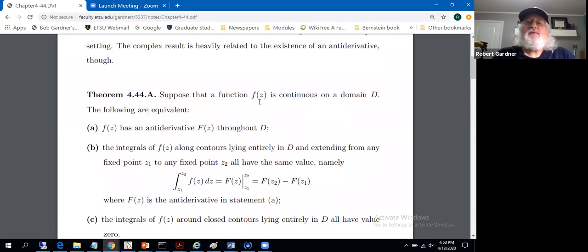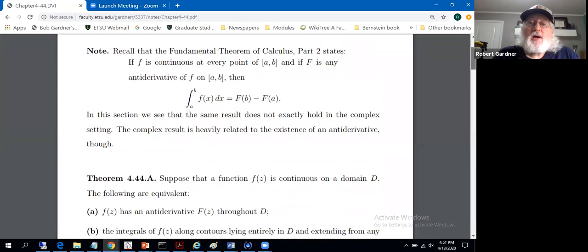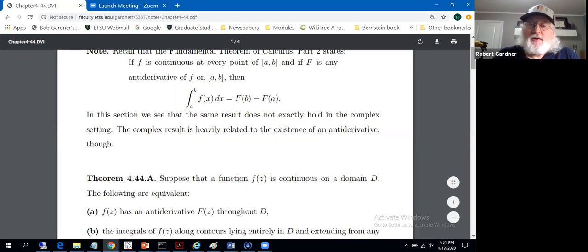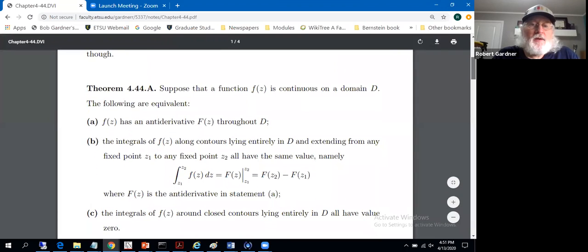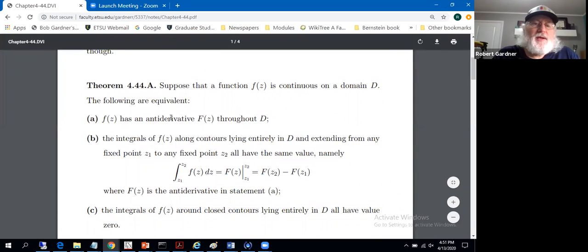It says, suppose that a function f of z is continuous on a domain D. Okay, so far so good. Talking about continuity up here, the required continuity of the integrand in the fundamental theorem of calculus. The following are equivalent. So they're not claiming that continuity gives these, but any one of these gives either or both of the other two.